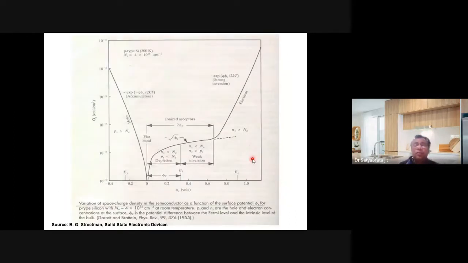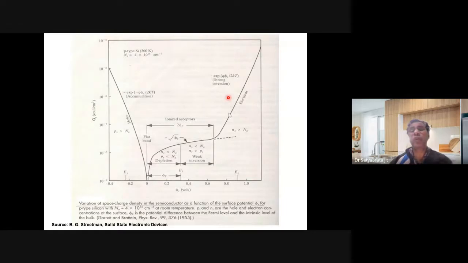So this is the weak inversion. In this region, inversion takes place, but the concentration of electrons is very small. So that is called the weak inversion region. Now after that, if we increase the surface potential further, then the electron concentration will be exponentially increased, and that we consider as the strong inversion region. So significant current will be flowing through the device.